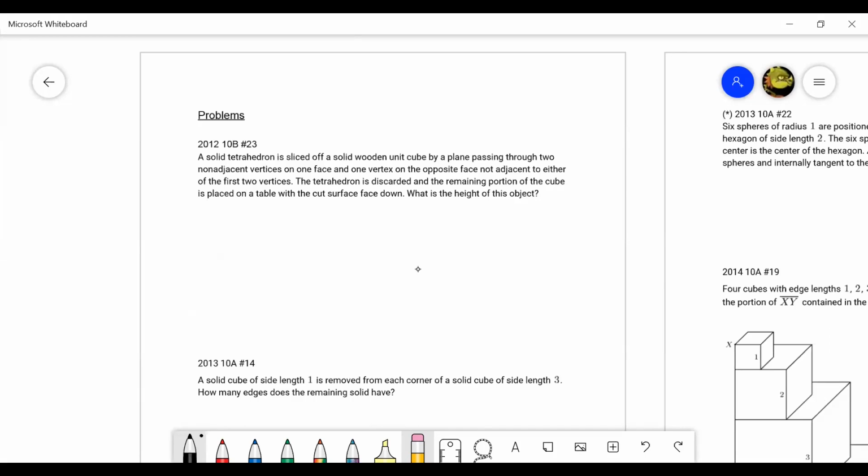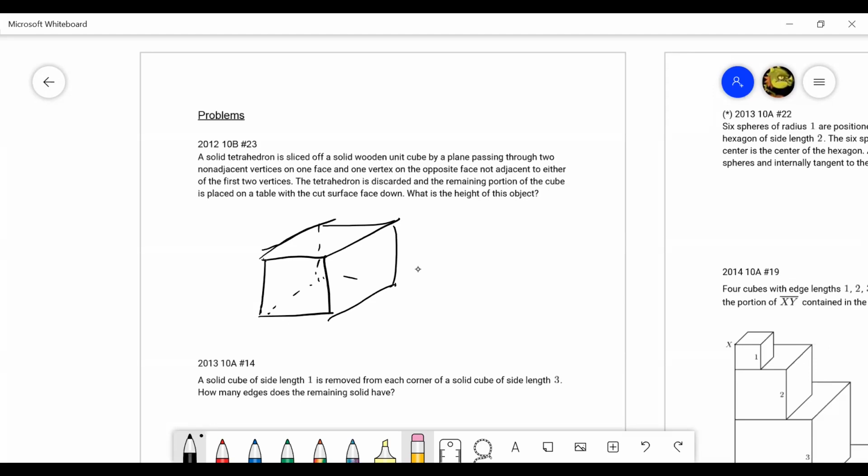All right, so the first thing you should do with these kinds of problems is to draw a diagram, especially if it's in 3 dimensions. So you start off with a unit cube, so you can draw something that looks like a cube. It doesn't really have to be great, but it looks like that, right? And then it says this plane passes through two non-adjacent vertices on one face and one vertex on the opposite face, not adjacent to either of the first two vertices.